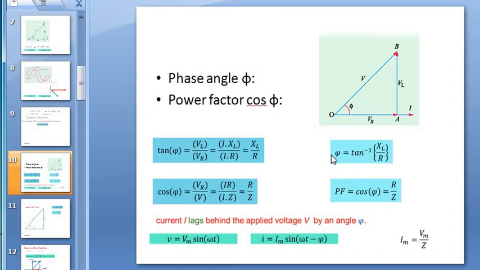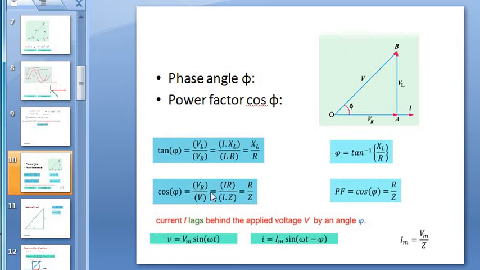Okay. The next is power factor. Power factor is given by cos phi. What is cos phi of this triangle? The cos phi will be adjacent side divided by hypotenuse side. Adjacent side is VR, hypotenuse side is V.